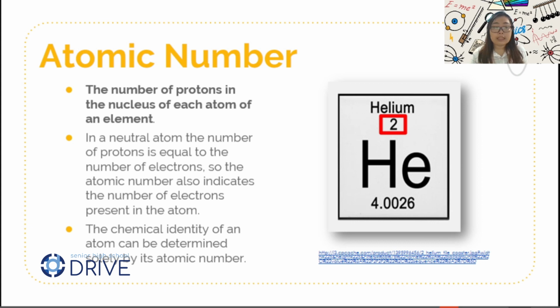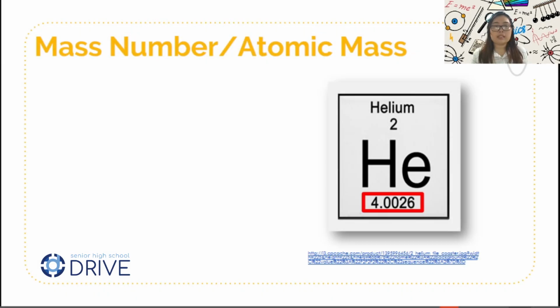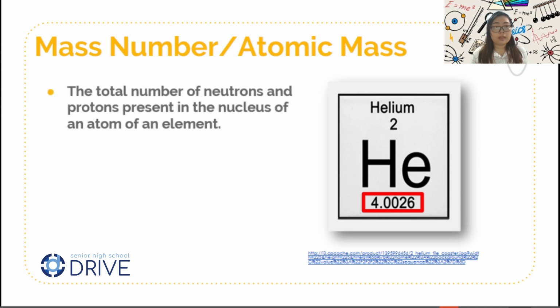The chemical identity of an atom can be determined solely by its atomic number. Okay? Please try to remember that. Next, we have the concept of mass number or the atomic mass. Now, the mass number or the atomic mass is the total number of protons and neutrons present in the nucleus of an atom of each element.